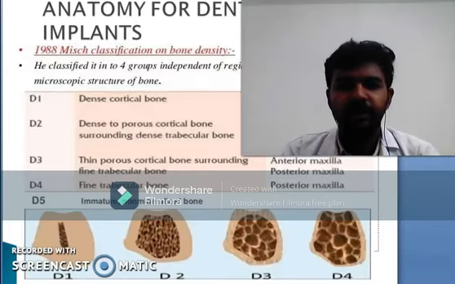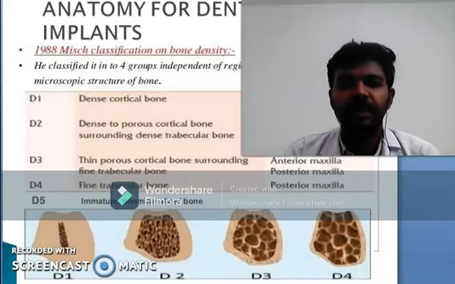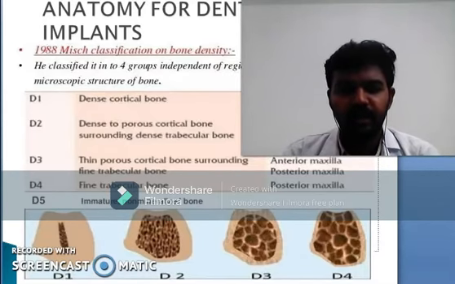D3 is a thin porous cortical bone surrounding fine trabecular bone, which can usually be located in the anterior maxilla and posterior maxilla. D4 is fine trabecular bone, which is usually located in the posterior maxilla. D5 is immature and non-mineralized bone.